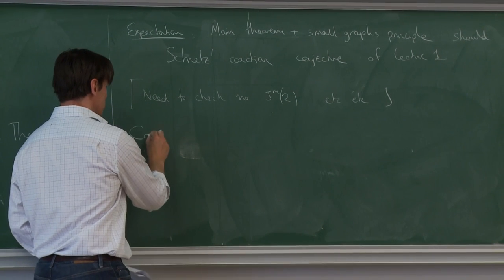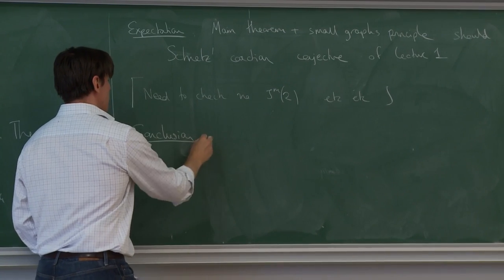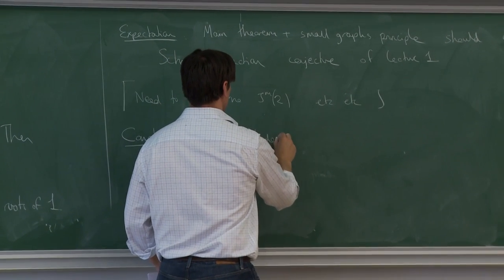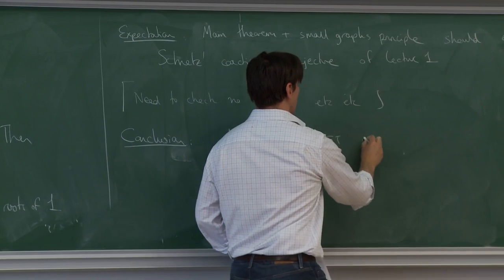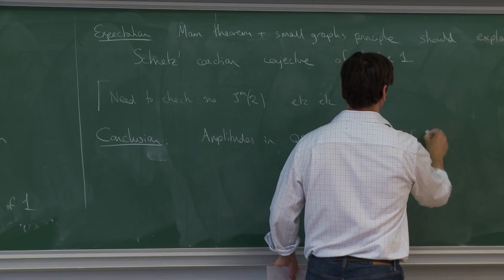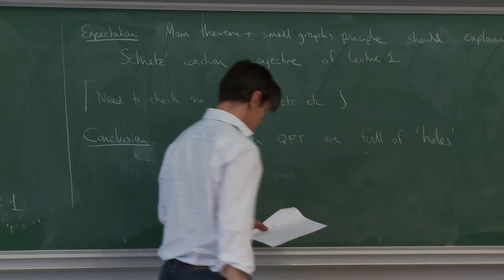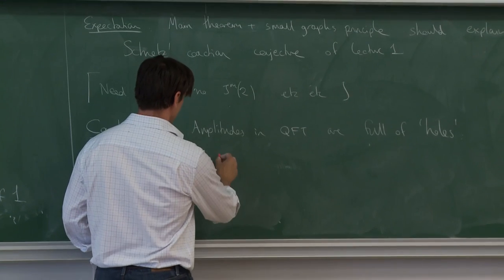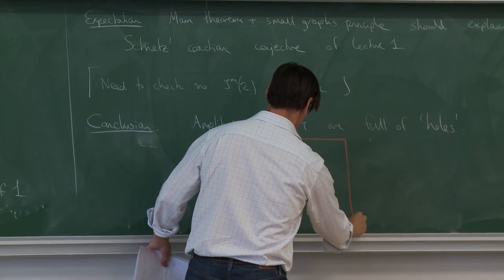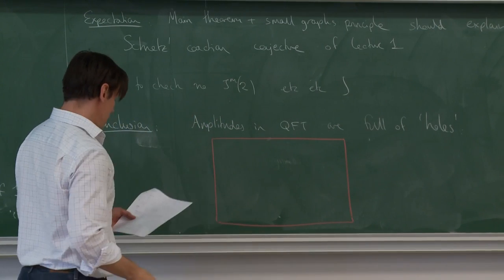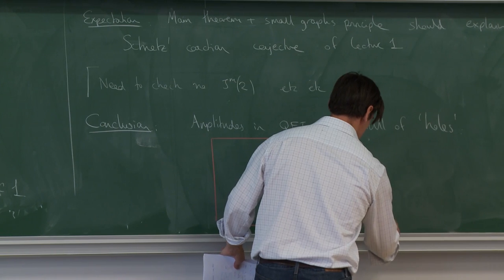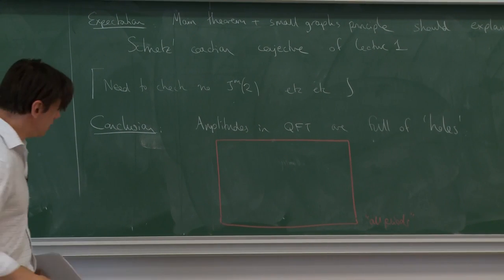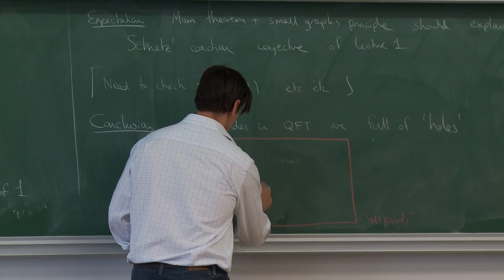So the conclusion is that the amplitudes in quantum field theory are, in some sense, full of holes. So we're used to the plum pudding model of the atom. This is the Swiss cheese model of amplitudes. So this is a piece of Swiss cheese. So if you like, this is a picture of all periods. And the cheese is going to have holes in it.